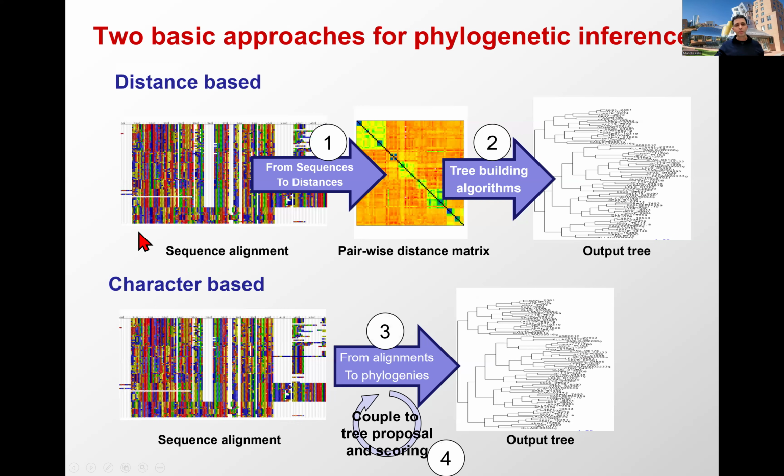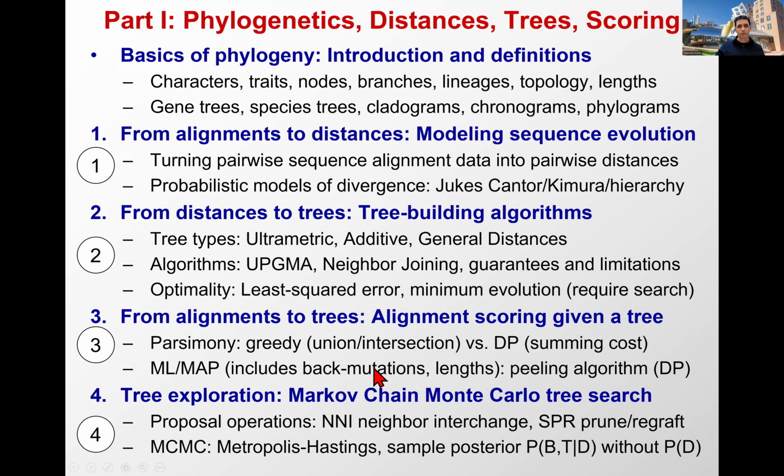All right, so these are going to be the 4 parts of part 1 of the lecture. So basically, 1, how do we go from sequences to distances? 2, how do we build trees using these distances? 3, how do we go from alignments to phylogenies? And 4, how do we propose trees, topologies? Okay, so dive right in. Everybody with me here? Awesome.